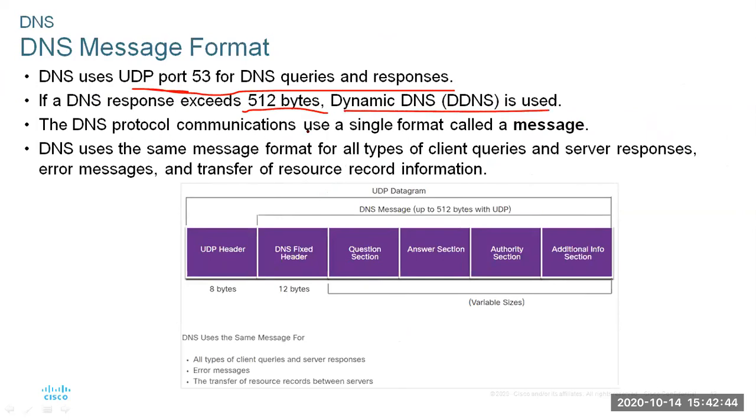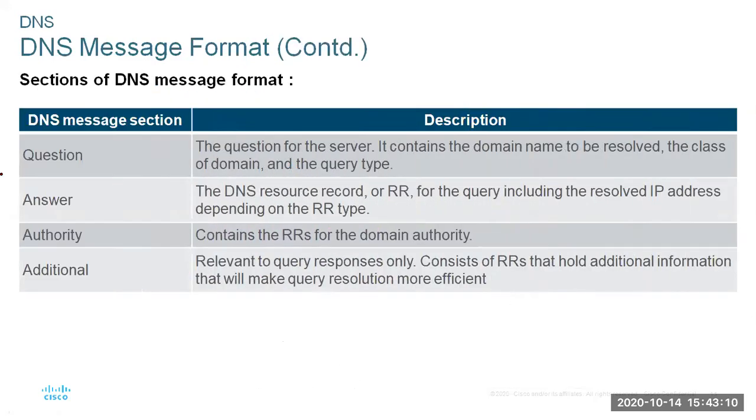Now, the DNS protocol communications use a single format called a message. All right, that's the format that is used. So DNS uses the same message format for all types of client queries and server responses, error messages, and transfer of record information. All right, and so usually it's a question that it asks, like a query. The question for the server contains the domain name to be resolved, the class of domain name, and the type and the query type.